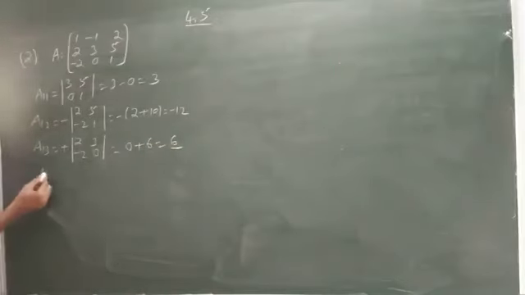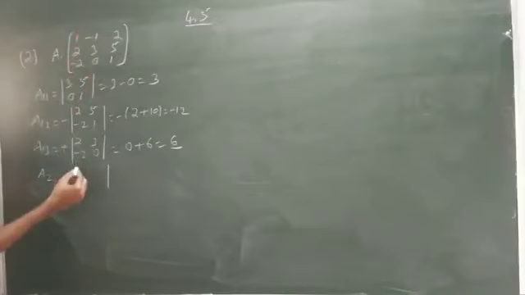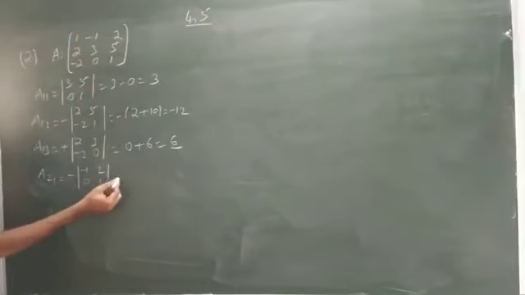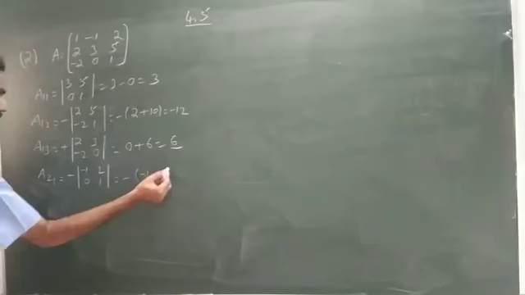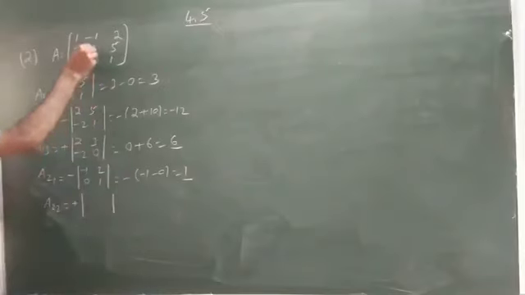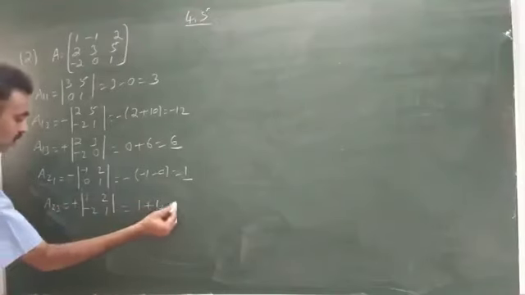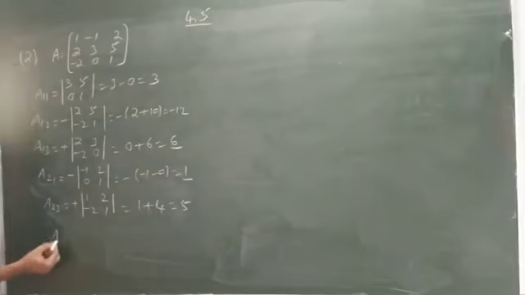Now let us take A21. A21 sign is minus, A21 minus 1, 2, 0, 1. Minus of minus 1 minus 0, it is plus 1. A22, it is positive. The cofactor of 3, leave that row and column, 1, 2, minus 2, 1, you will be getting 1 plus 4, which is equal to 5.